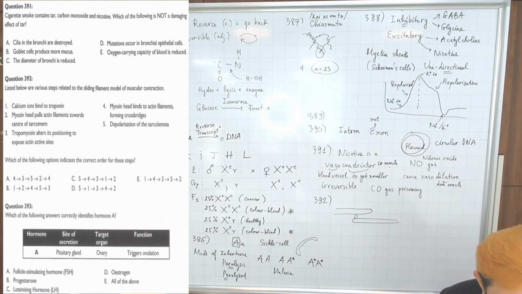Number 5. Depolarization of the sarcolemma. Sự mà giống như là this is depolarization. Sự gì ta? Sự phân cực của cái sarcolemma. Okay, so you have to indicate the correct order of these steps. You have to do it.